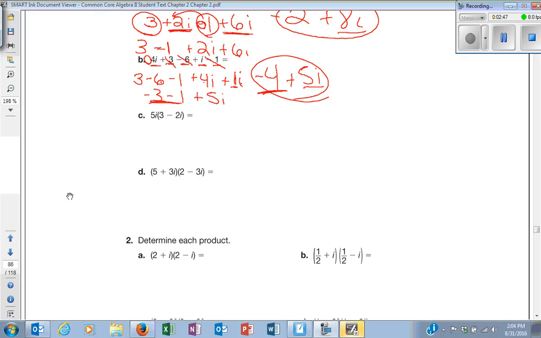Alright, again, what do you think I'm going to do with this? I'm going to distribute that just like we would if it was a normal number, except 5 times 3 is 15, and keep the i.